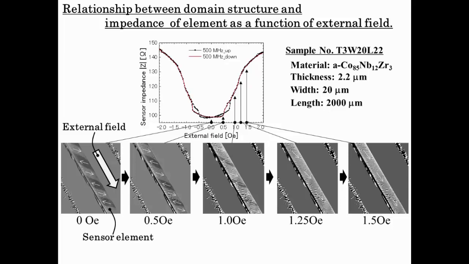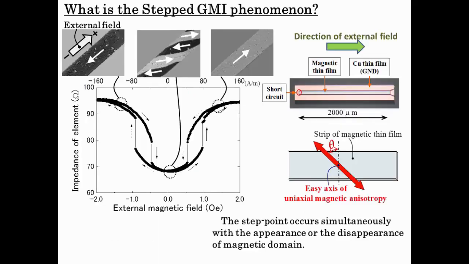This is an example of linear property of impedance variation. I'd like to show the stepped property of this element. The stepped GMI property occurs simultaneously with the change of magnetic domain. This figure shows the variation of impedance as a function of external field. There is a discontinuity of impedance.